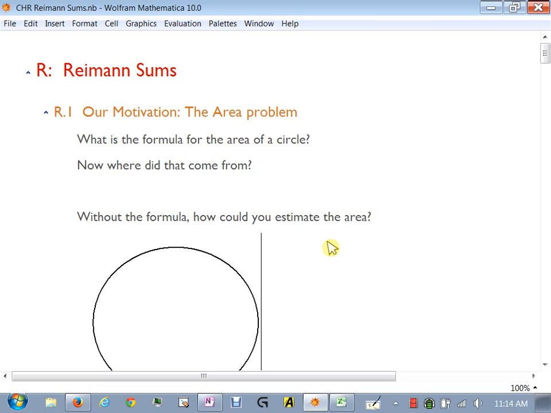So what we're doing now is this. We've spent the first few weeks trying to figure out how we can find antiderivatives.